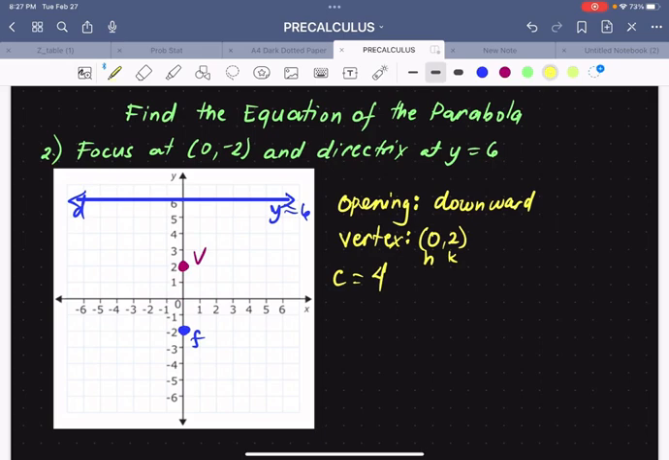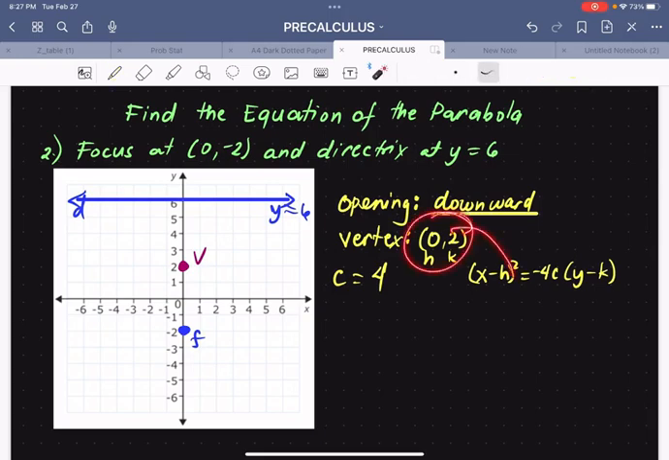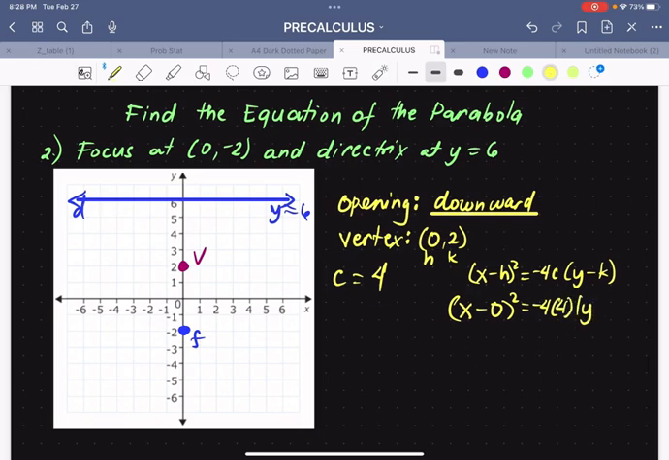So the opening of the parabola is downward. So what formula are we going to use? Opens downward, so that is (x minus h) quantity squared equals negative 4c (y minus k). Then let's substitute now the given, our h, k and the value of c in the formula. So the equation will become (x minus 0) quantity squared equals negative 4 times 4, the value of c is 4, (y minus k), k is 2.